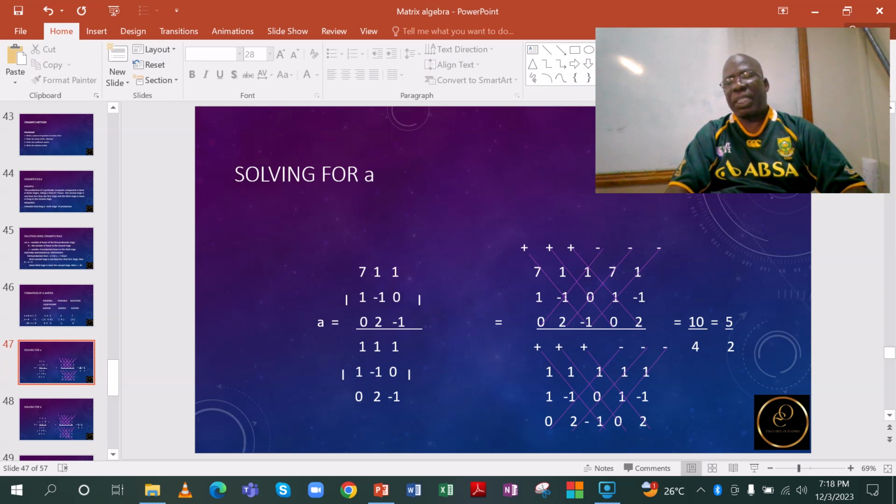Then plus 1 times 0 is still 0. So 7 plus 0 will still be 7. Then plus 1 times 1 times 2, it will be 2, times 7, it will be 14. Okay? Then minus 0 times negative 1 times 1, any number multiplied by 0 is 0. Again, minus 2 times 0 times 7, still 0.